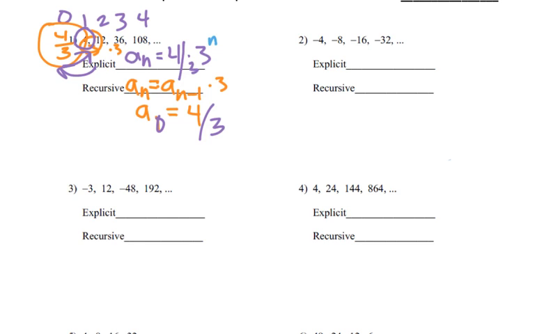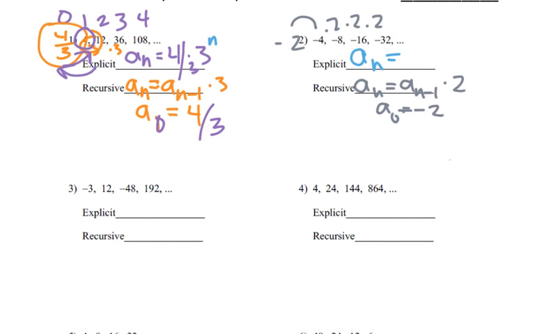Okay, alright, so number 2, -4 to -8 to -16 to -32, times by a positive 2 each time. So a sub n equals a sub n minus 1 times 2. Going backwards, -2 times 2 would give us -4, so a sub 0 equals -2. So in this case, it had a nice starting number, huh? Then our explicit, a sub n equals, we start at -2, we times by positive 2 to the nth.